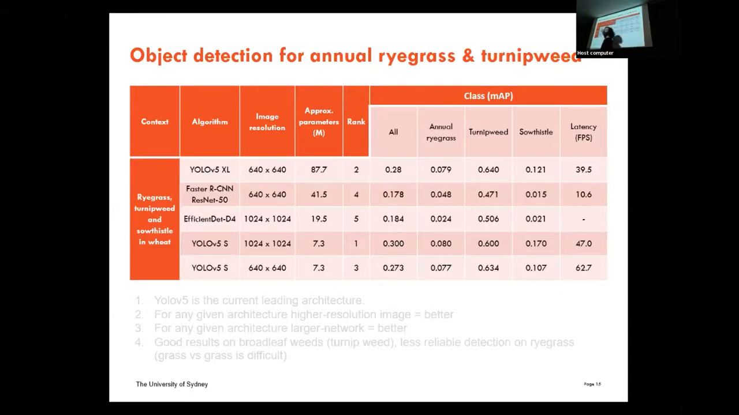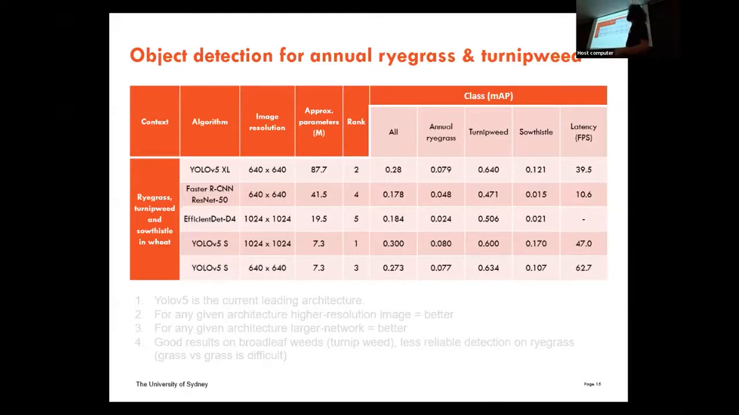So YOLO V5, this is less than a year old. EfficientDet, this is less than a year old. And Faster R-CNN, it's sort of a golden oldie. I mean, it was developed in 2015, so it's not that old, but it was one of the first algorithms to do well. So we sort of used it as a benchmark. We tried across a couple of different image scales and a couple of different architecture sizes, but I'll get to that.